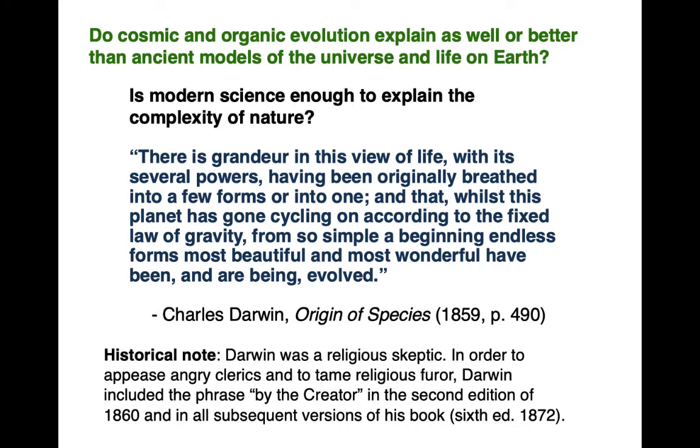Do cosmic and organic evolution explain as well or better than ancient models of the universe and life on Earth? Is modern science enough to explain the complexity of nature? There is grandeur in this view of life, with its several powers, having been originally breathed into a few forms or into one, and that whilst this planet has gone on cycling, according to the fixed law of gravity, from so simple a beginning, endless forms most beautiful and most wonderful have been and are being evolved. This is Charles Darwin from the first edition of his Origin of Species in 1859.